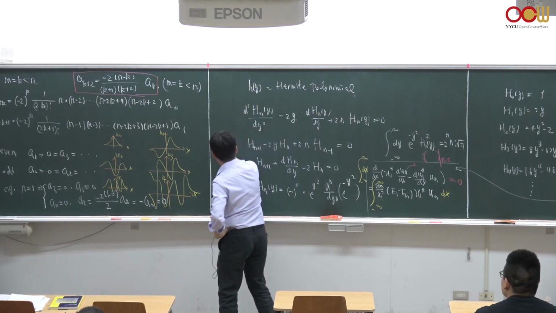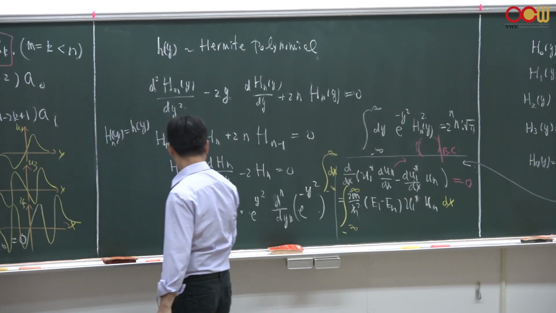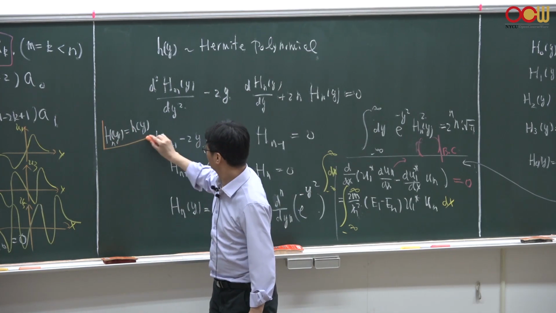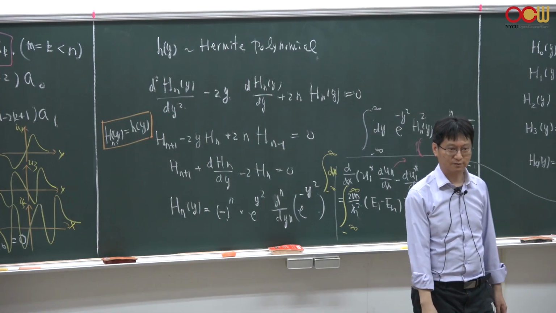The Hermite polynomial is the same as the h function. So this is the statement here.